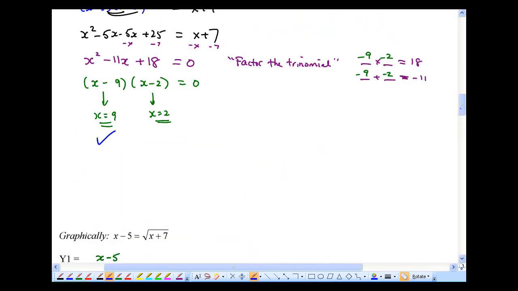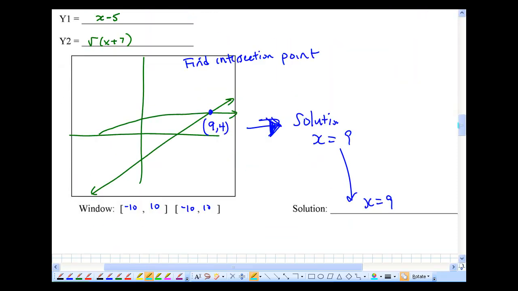Whoa, what happened to this x equals 2? I look at my graph and I don't see a solution at x equals 2. I mean, that would be right about there. And they don't intersect. So what's going on?